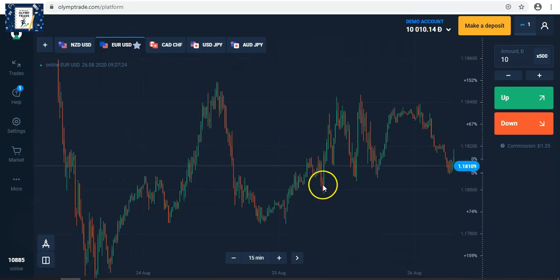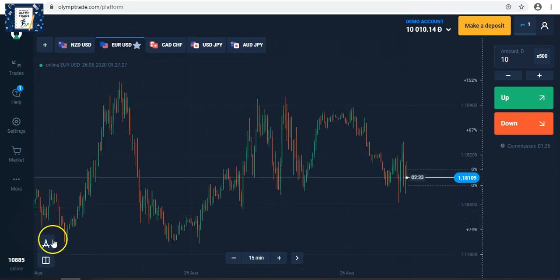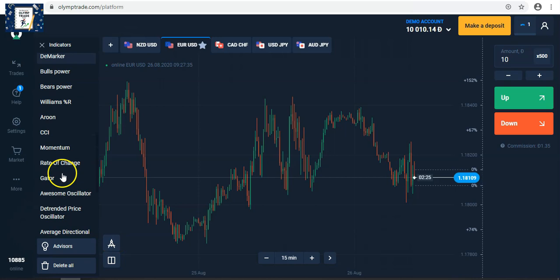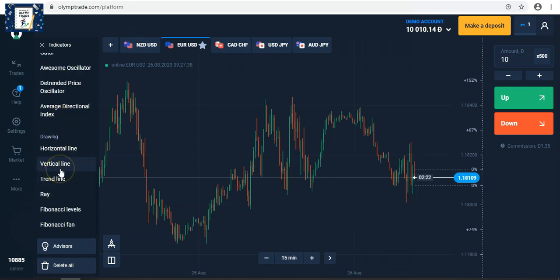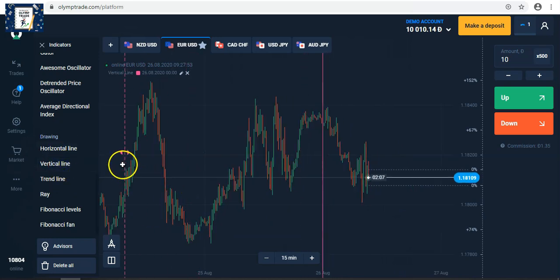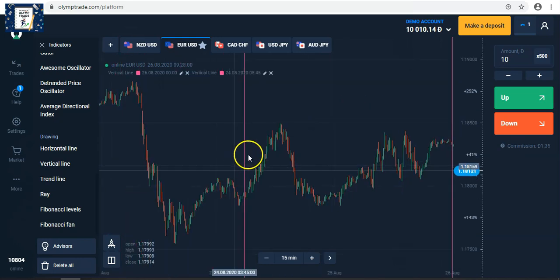So let's just mark off those areas that we should ideally look at. If we just go to the tools in the platform and look at the list of indicators, we can go down and take the vertical line, and then we can put the vertical line first of all at the beginning of the day, just to make it obvious where the beginning of the day was. And we can also put the vertical line at the beginning of the week, which was the 24th, which is here, which was 2 days ago.